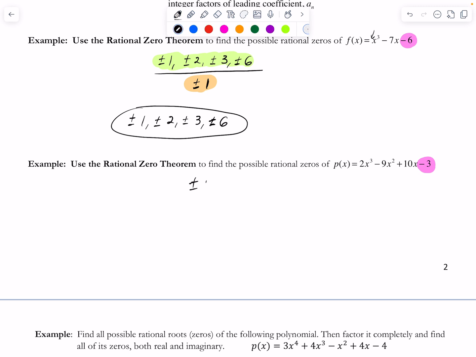Only 1 times 3 are my factors. Over, this one actually does have a leading coefficient of 2. The factors of 2 are 1 times 2. Don't forget to always put the plus or minuses. Now this is a little tougher.